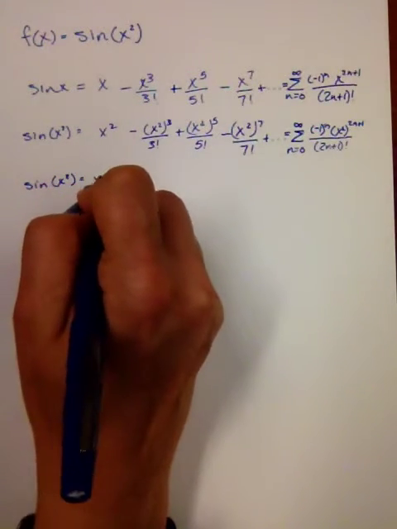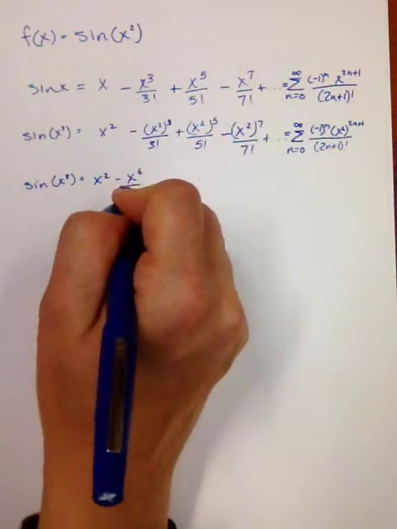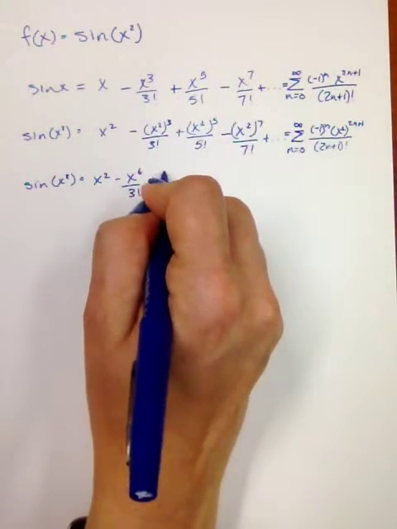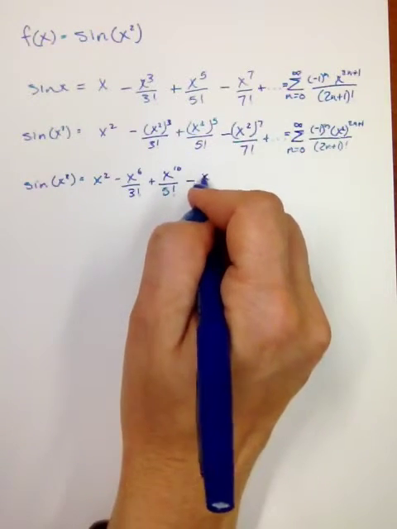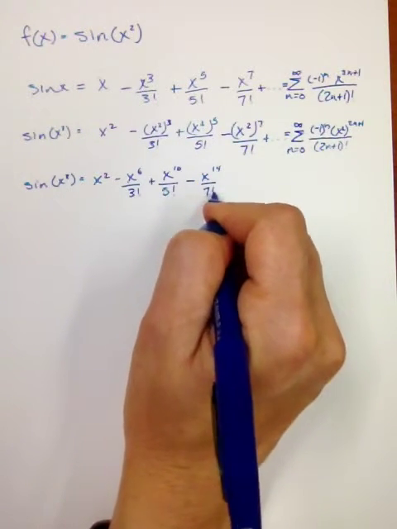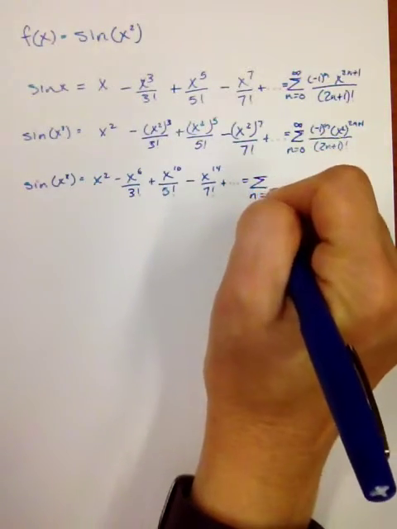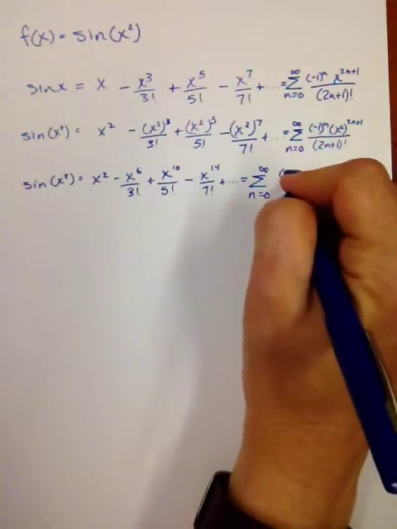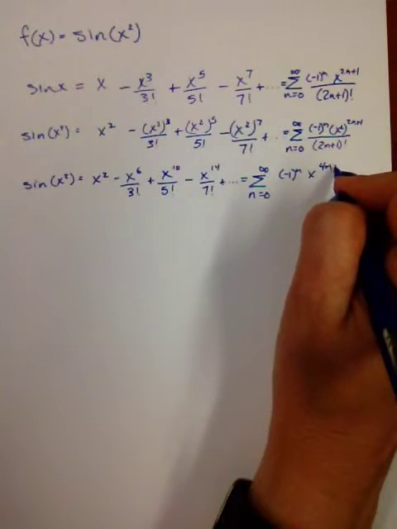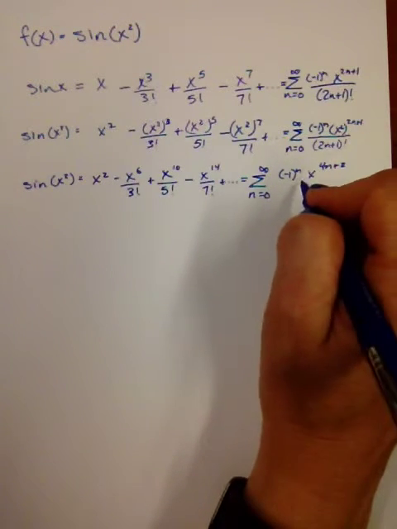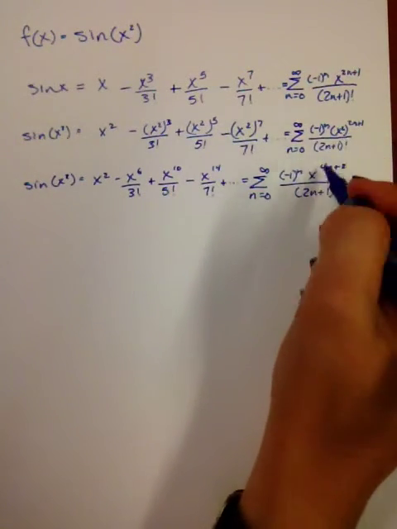So if I wanted to simplify this, I would know that sine of x squared is equal to x squared minus x to the sixth, with a power raised to a power, over 3 factorial, plus x to the 10th over 5 factorial, minus x to the 14th over 7 factorial, plus our ellipses, equals the sum from n equals 0 to infinity, negative 1 to the n, and then this will be x to the 4n plus 2. I'm multiplying my exponents together over 2n plus 1 factorial. Either one of these versions is correct.